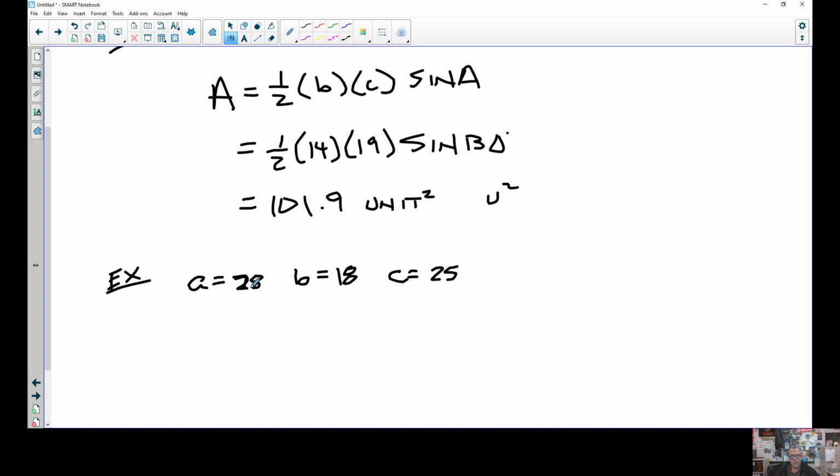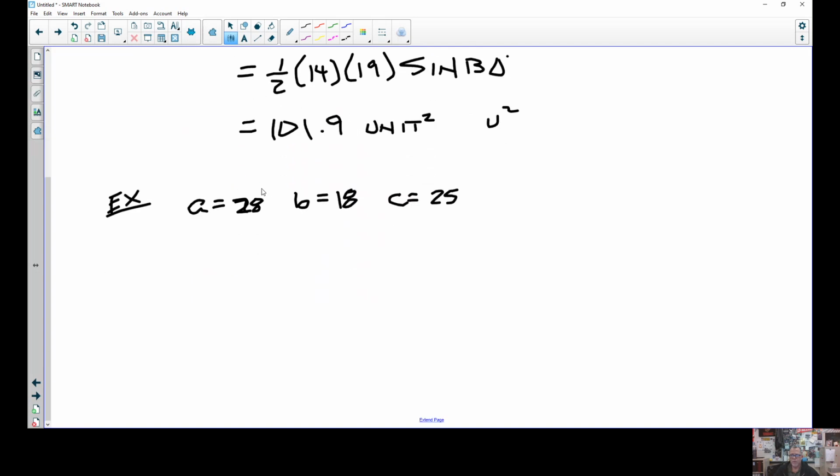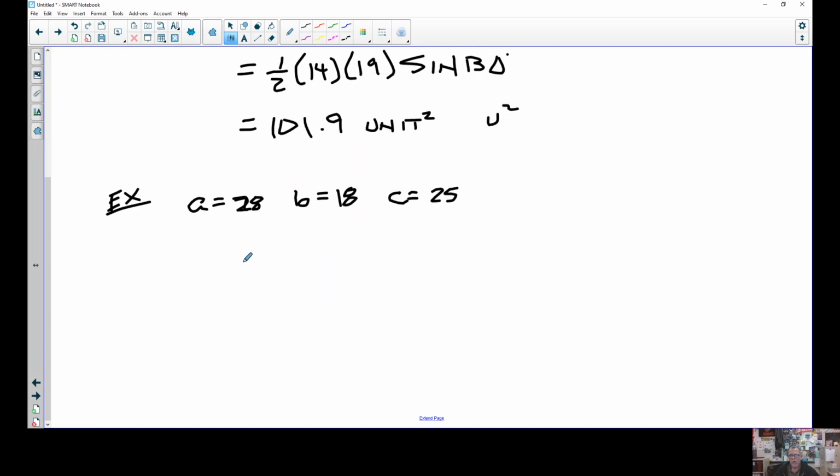So that's 28, 18, 25. We got three sides. Given three sides, we go back to Heron's formula, right? What do I need first? Well, I need my semi-perimeter. My semi-perimeter is going to be 1/2 of 28 plus 18 plus 25. So S becomes, what is that, 35.5. So 35.5 is our semi-perimeter.